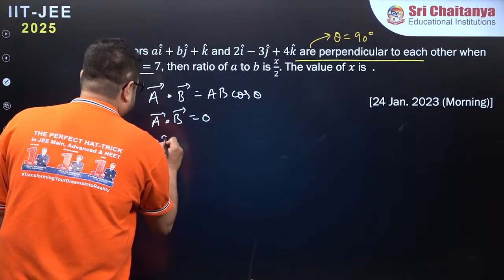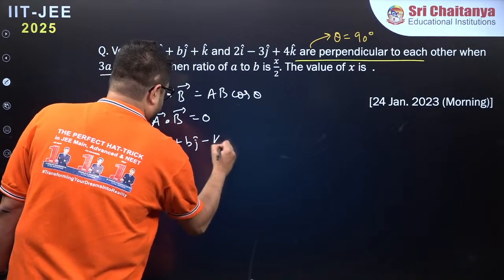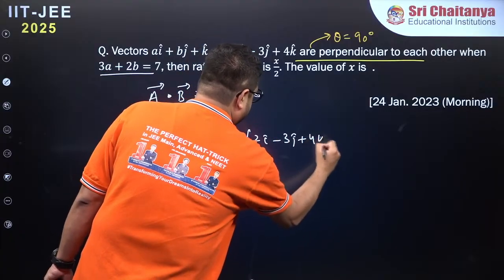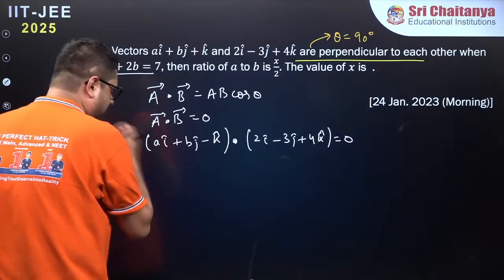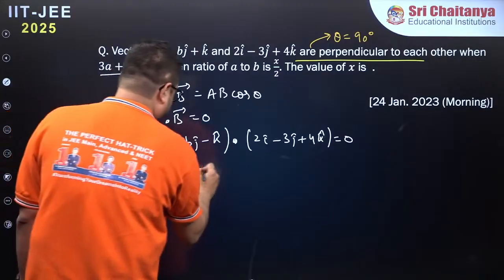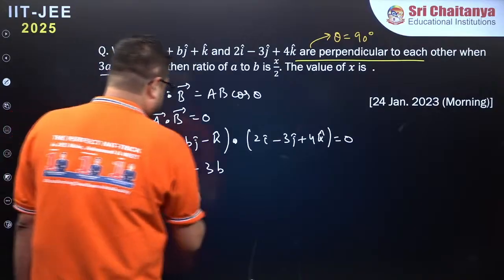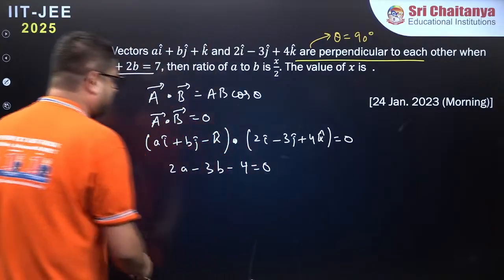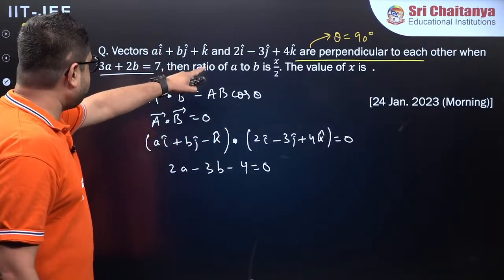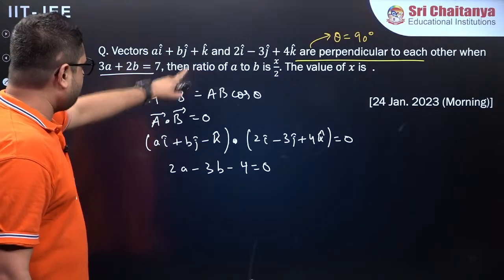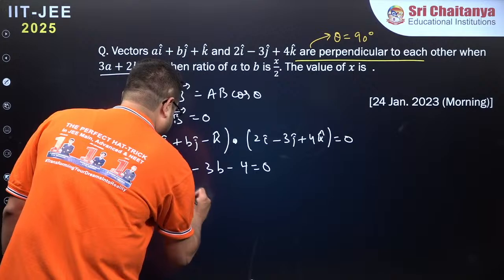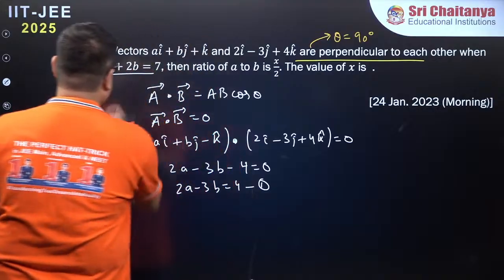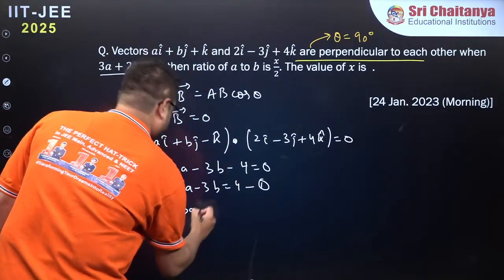So over here it's going to be a i cap plus b j cap minus k cap dot 2i cap minus 3j cap plus 4k cap is going to be equivalent to 0. What will be the dot product? I will be getting it as 2a, isn't it? Unit vectors will only be performing the dot product. 2a minus 3b minus 4 is going to be equivalent to 0. So we are getting another equation, which is 2a minus 3b is equal to 4. We can mark it as equation number 1, and one of the equations was already given, that is 3a plus 2b is equal to 7.